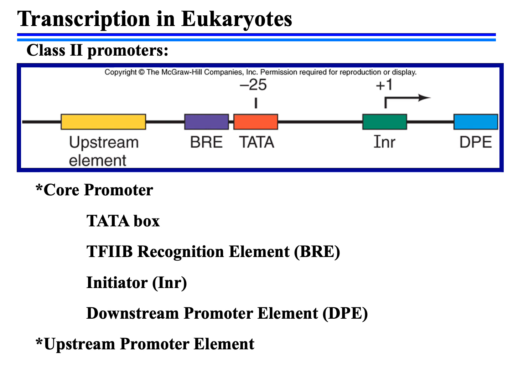Lastly, you have in the yellow upstream elements. These are similar to what we talked about in prokaryotes. They are upstream, and they do play a role in allowing for the regulation of transcription to occur. And we will talk about some of these in a future lecture.